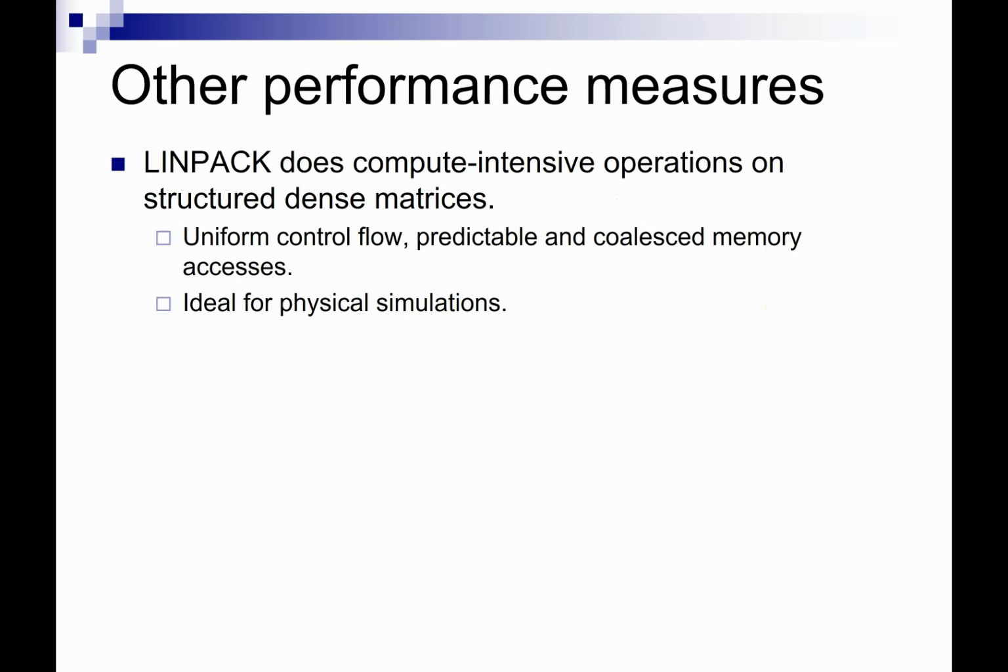Okay, so I mentioned that the Top 500 is actually measuring performance on LINPACK, right? And LINPACK is basically looking at how good your computer is for compute-intensive operations. These compute-intensive operations have very uniform control flow and also predictable memory access patterns, right? So the canonical application would be matrix multiplication.